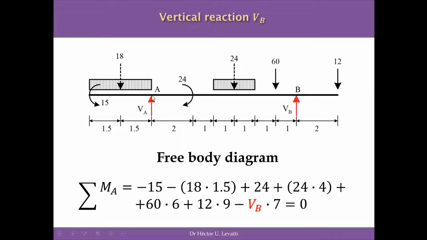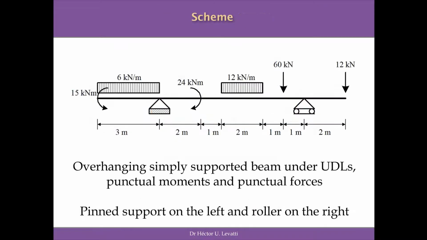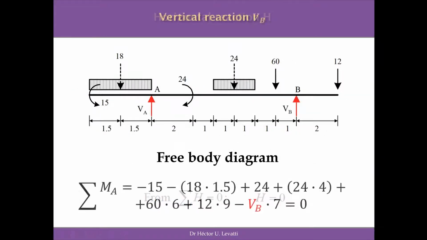So the summation of moments around the point A for this structure will be then minus 15 kN per meter, which is the punctual moment applied in the left extreme of the structure, minus 18 kN, which is the equivalent load of this UDL. Let me just check. So the first UDL is 6 kN per meter, the second is 12. So the equivalent load for the first one is 18 because it's 6 times 3, and the equivalent load for the second one is 12 times 2, which is equal to 24. And this is what we have in our free body diagram.